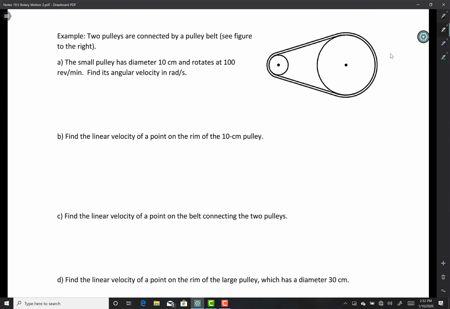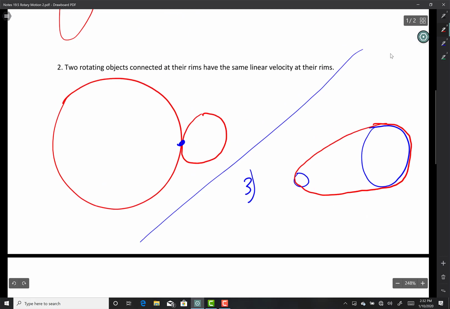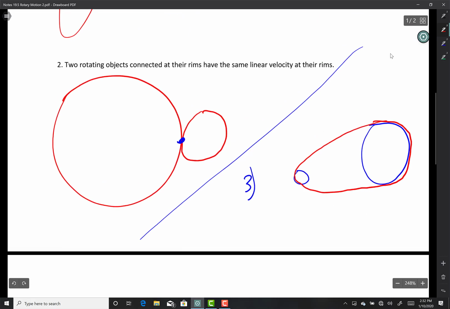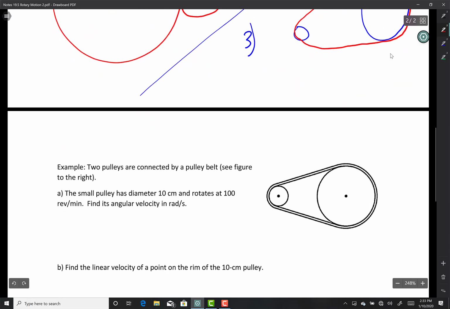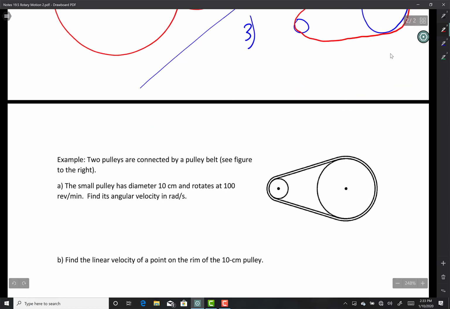I think you're confused because we're just talking about ideas and we're not doing any calculations yet. So as soon as we start calculating, you're gonna see it's gonna be pretty easy.